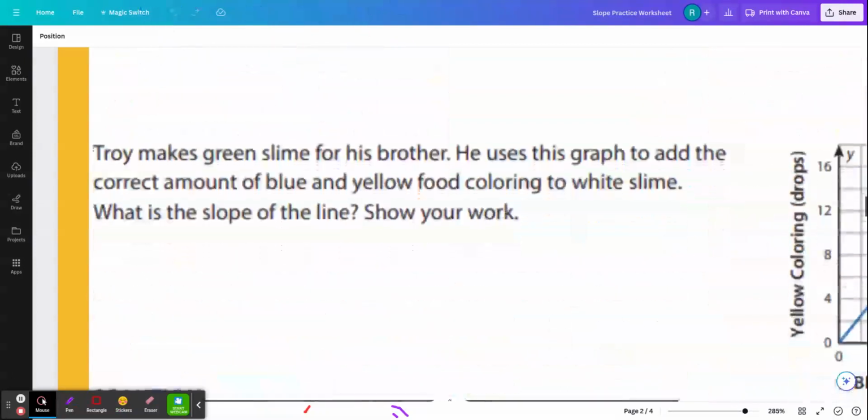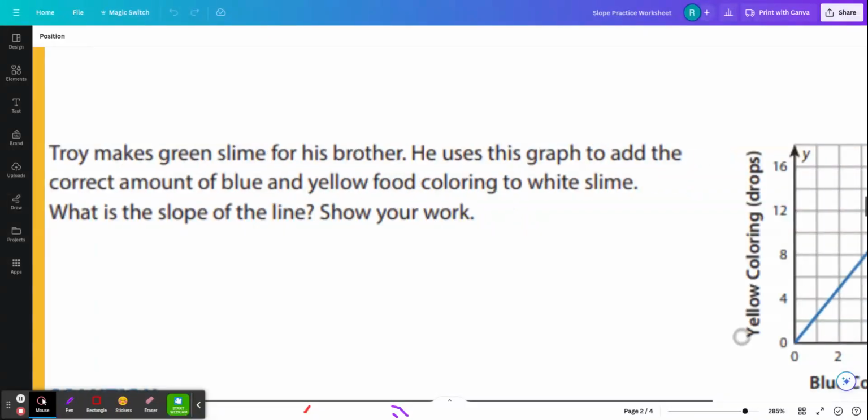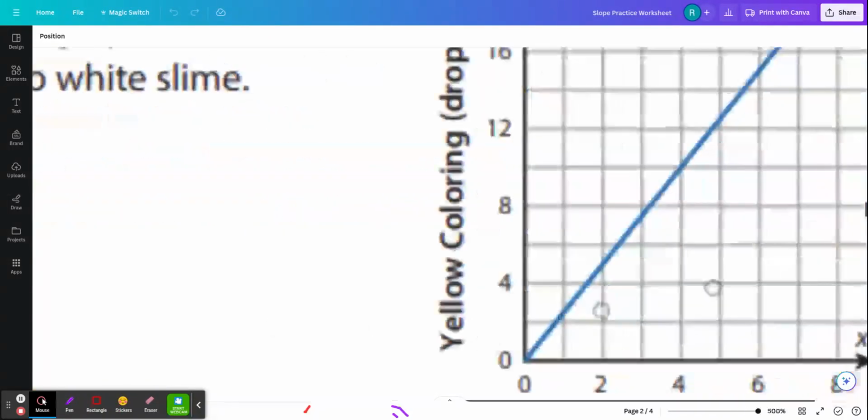Okay, let's try this one here. It says Troy makes green slime for his brother. He uses the graph to add the correct amount of blue and yellow food coloring to make white slime. What is the slope of the line?